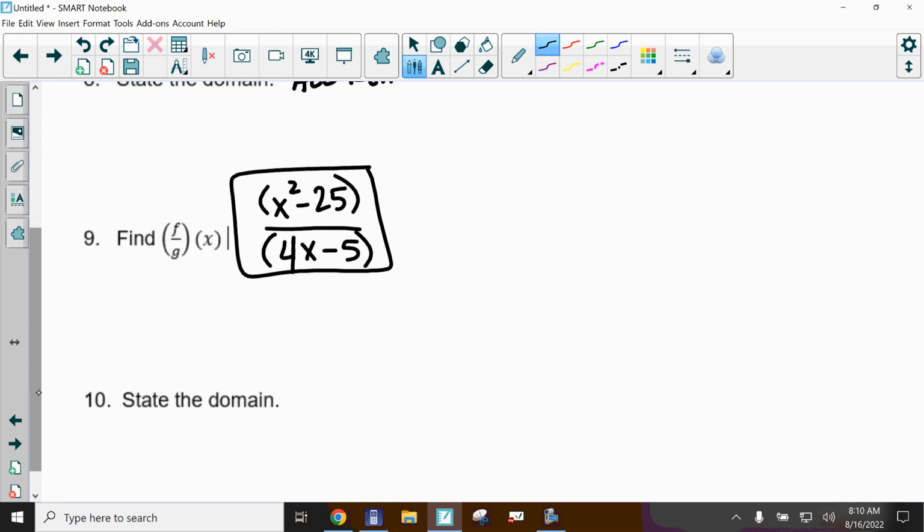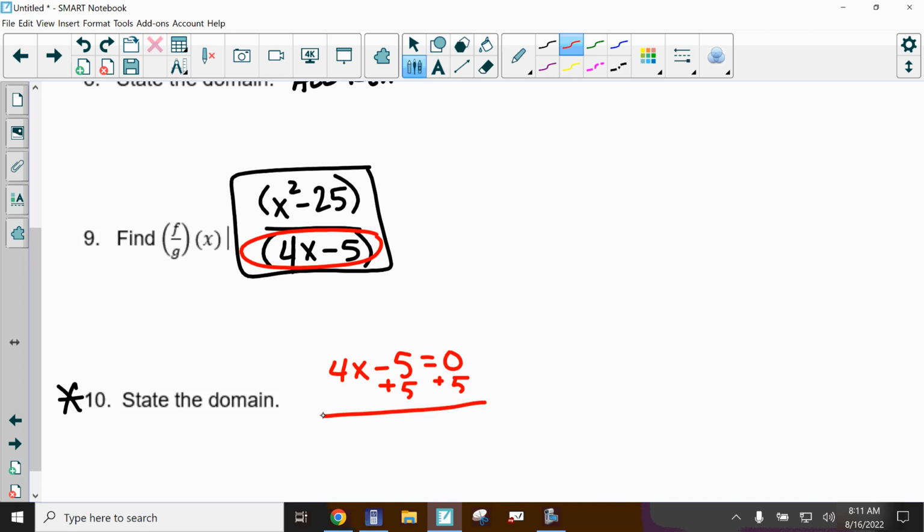And then finally, state the domain. This is the one that has a problem. The domain is going to be all reals as long as there's no fraction involved. This one does have a fraction involved, so the way we do it is we take the bottom and set that equal to 0 to find the number that's not going to work for us. So if I set this equal to 0, I have to add 5 to both sides. And then we'll have 4x equals 5. And then we just divide by 4.